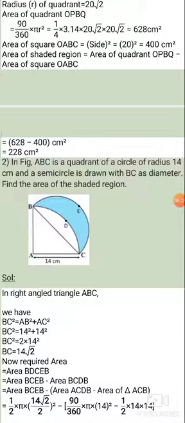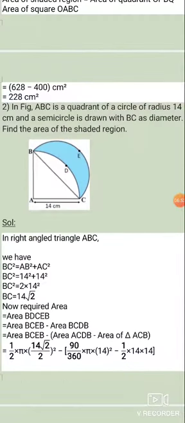Half of pi r square minus area ACDB. That is a quadrant. So what is the equation? 90 by 360 into pi into radius, 14 into 14, 14 square, minus half into base, what? 14, and perpendicular height is what? 14. Now the calculation is done.